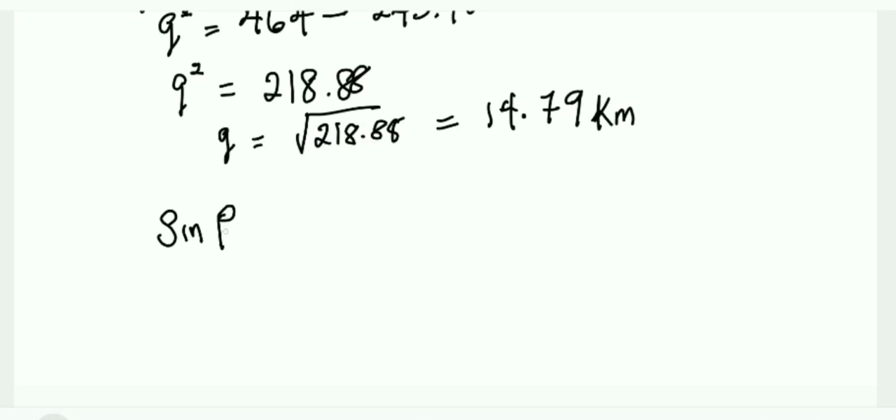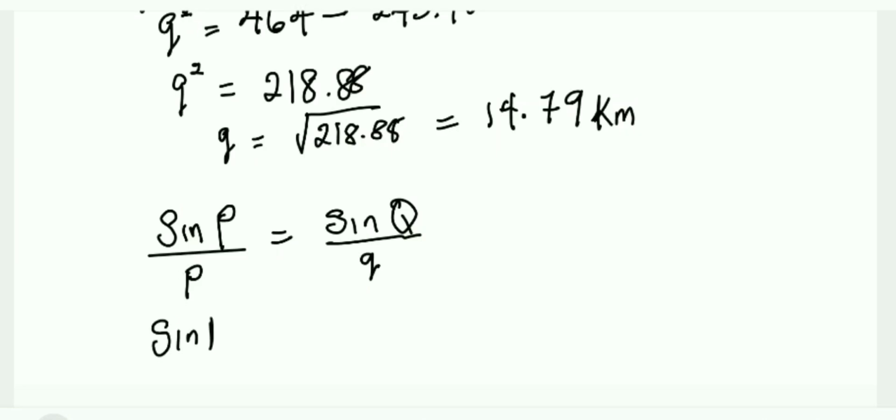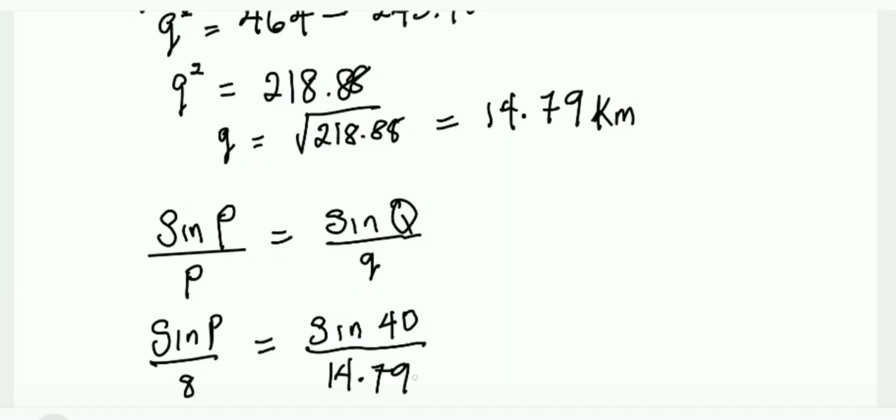The ratio of the sine of an angle to the opposite side is constant. That means if I pick this also, the ratio of sine Q over q will be equal to the ratio of sine P over p. The ratios of the sine of an angle to the opposite sides are equal, they are constant. So sine P over p, p is 8 kilometers, equals sine Q, Q is 40, divided by q, that is 14.79.